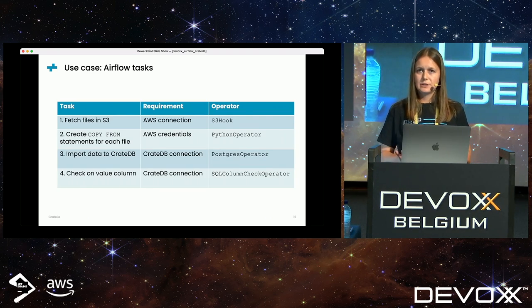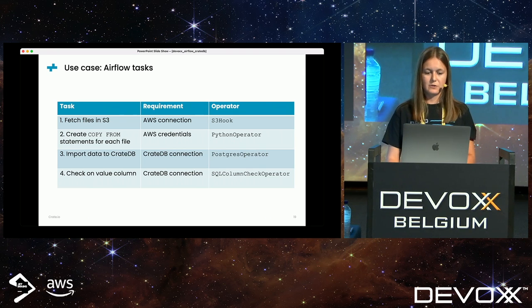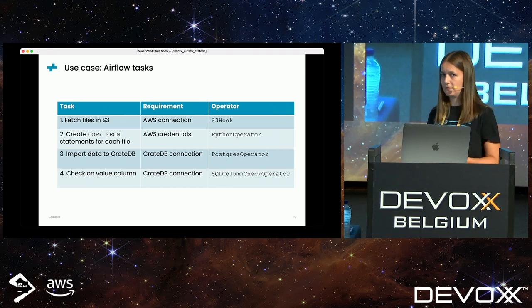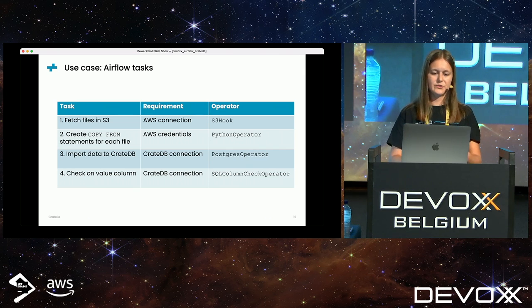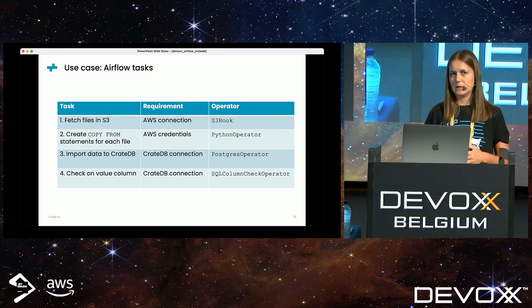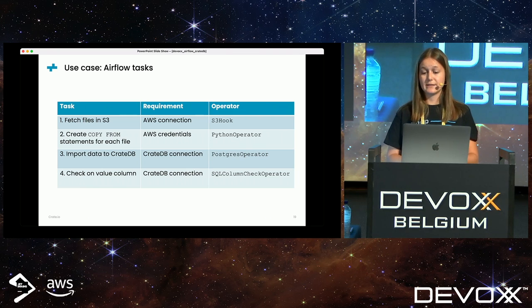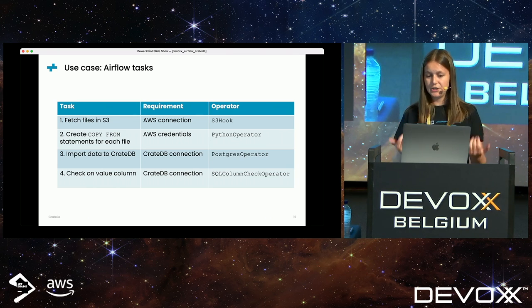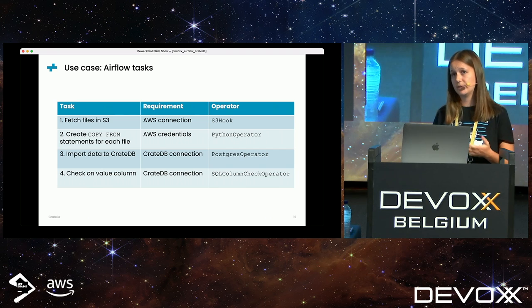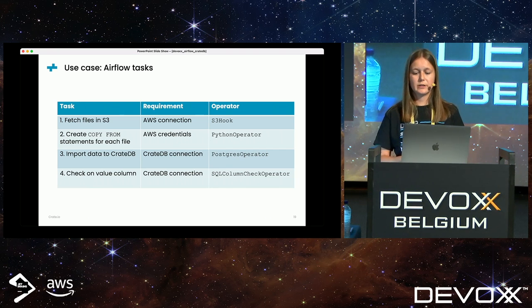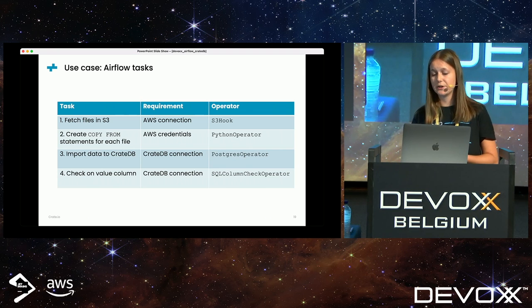So finally, for this use case, we would need four different Airflow tasks. The first one will fetch all files that are residing in S3 storage. And for this, on the implementation level, you will use the class called S3 hook. Then for each of these files, you will create a COPY FROM statement using the Python operator. To import data to CrateDB, you will use the Postgres operator. And finally, to check whether the value is in a certain range, you need to use the operator called SQL column check operator.